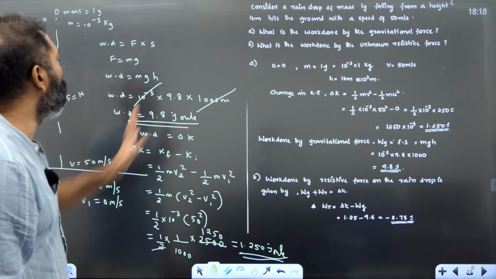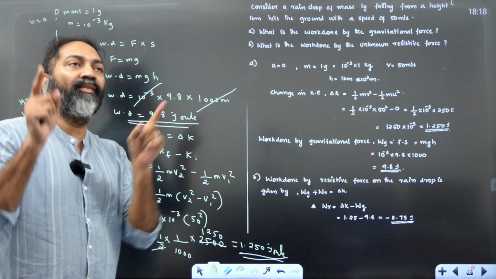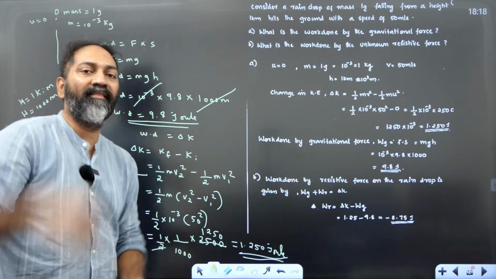But what is our work done? 9.8 joule. Are they equal? No. So there is some additional work done to overcome the resistive force.